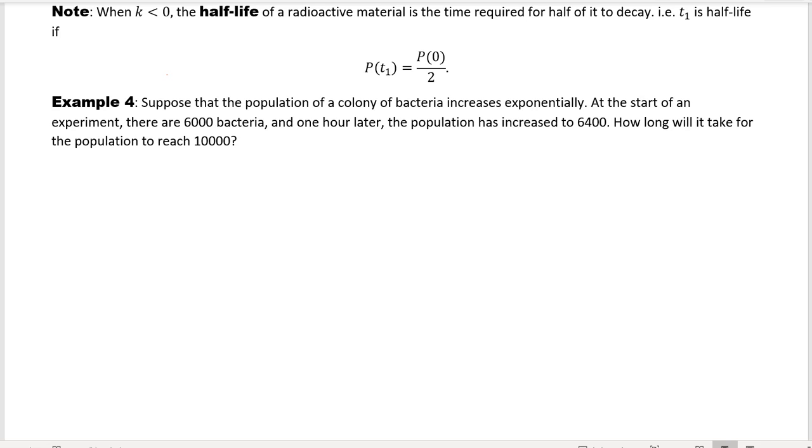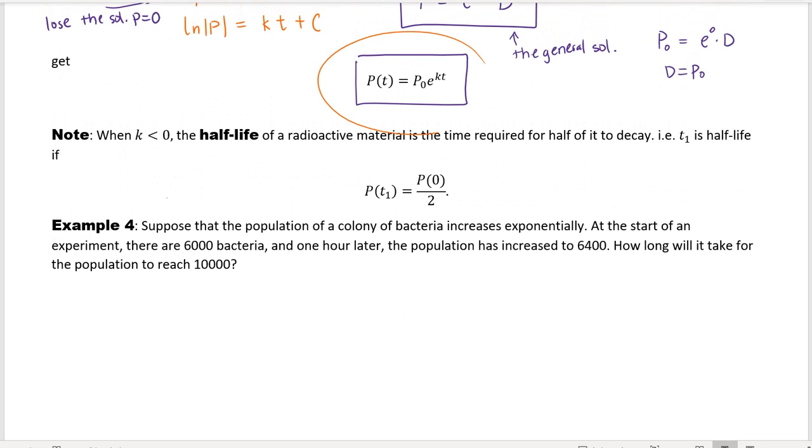Okay, let's write down the information. Alright, so because the population increased exponentially, we know we're gonna use this formula. By the way, in the exam, because we have already derived this formula in class, you don't have to derive it again. You can just use it. So P of t is P0 e to the kt. Just use it.